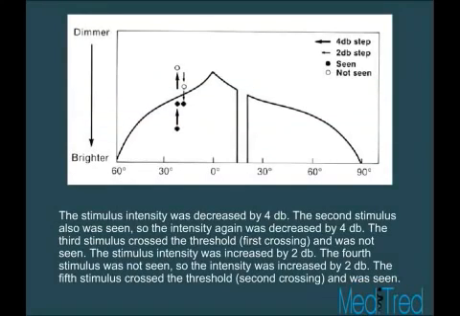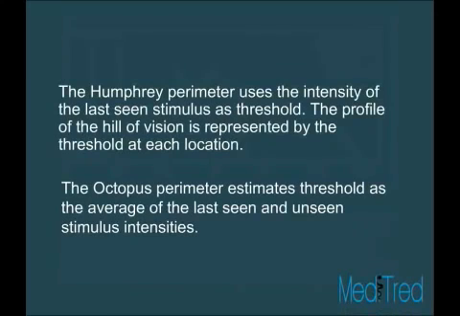This is a schematic of that bracketing method showing the attempt by the perimeter to define the threshold value by going up and down in the stimulus intensity. The Humphrey perimeter uses the intensity of the last seen stimulus as the threshold value. The Octopus perimeter estimates threshold as the average of the last seen and unseen stimulus intensities.